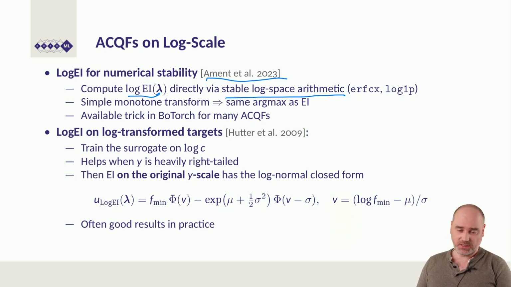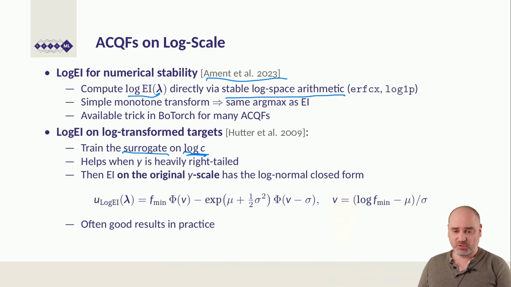You can also do something else, and this is doing log EI on log transform targets. So in that case, you would actually train your surrogate model on log cost values. So you log everything in your archive, you log the costs, and then you train your surrogate model on that. And that's actually a very old trick for regression models, where your regression model assumes that your outputs are somehow normally distributed. And that's exactly, I guess, what we're doing.